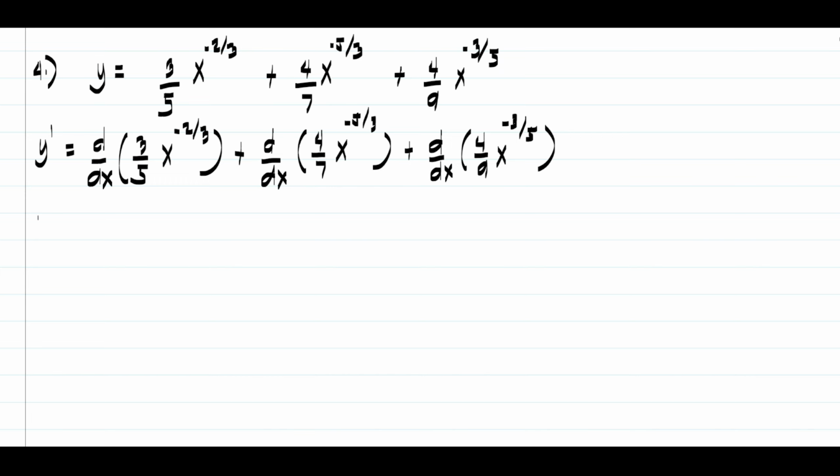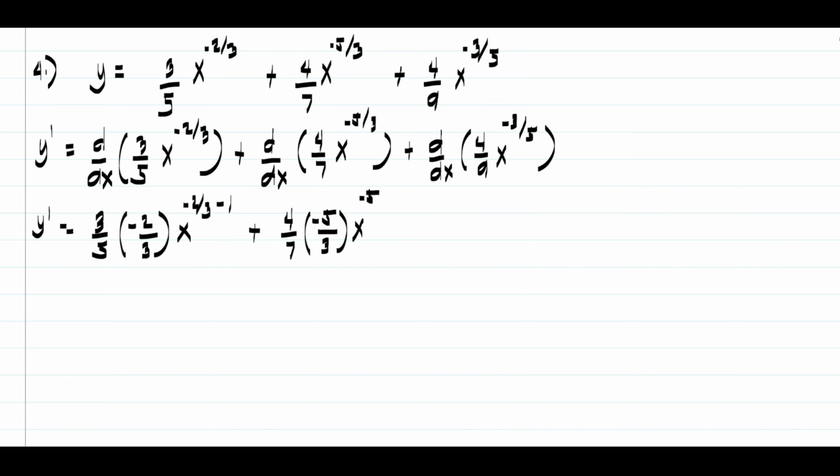So let us simplify. We have y prime. So let us multiply 3 over 5 and negative 2/3. So let's start having 3 over 5 multiplied by negative 2 over 3, x raised to negative 2/3 minus 1, plus 4 over 7 times negative 5 over 3, x raised to negative 5 over 3 minus 1, plus 4 over 9 times negative 3 over 5, x raised to negative 3 over 5 minus 1. So let us simplify this one.